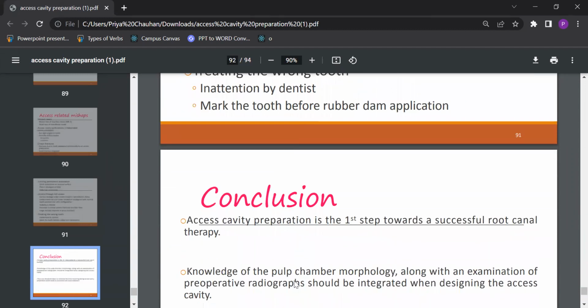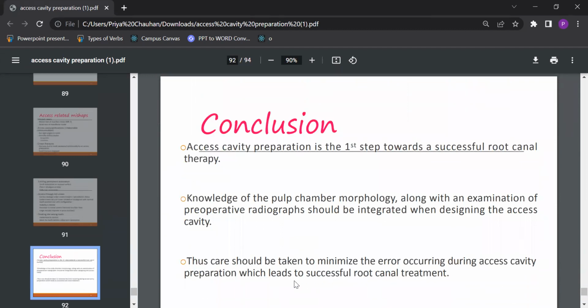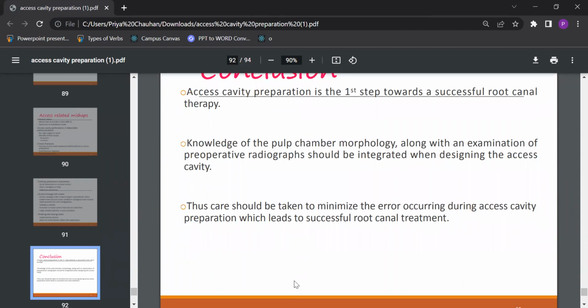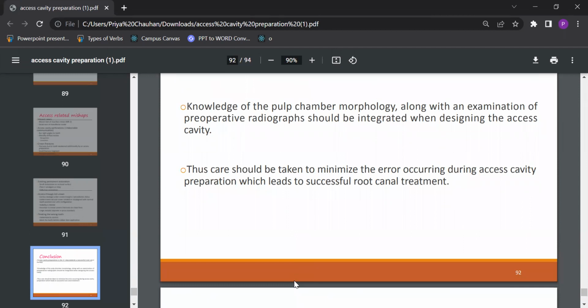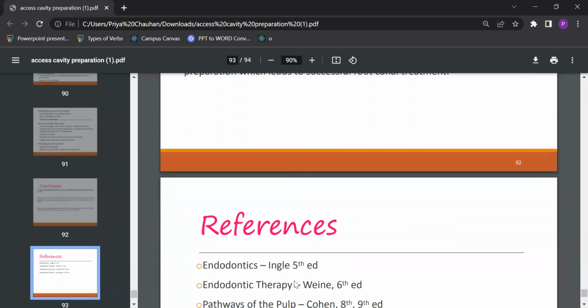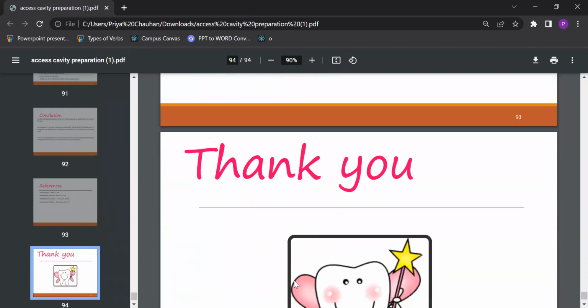So, access cavity preparation is the first step towards successful root canal therapy. Knowledge of the pulp chamber morphology, along with an examination of the preoperative radiograph, should be integrated when designing the access cavity. Thus, care should be taken to minimize errors occurring during access cavity preparation, which leads to successful root canal treatment. So, there is a reference, and thank you so much.